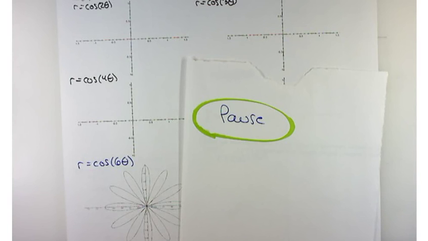I think the pattern is when n is even, it has 2n petals, and when it's odd, it just has n. Your goal is to be able to predict the number of leaves in terms of n. When it's odd, like 3 and 5, it's just 3 and 5, but when it's even, like 2 and 4, you get double. So if it's even, it's double, and if it's odd, it's just the number that you get.